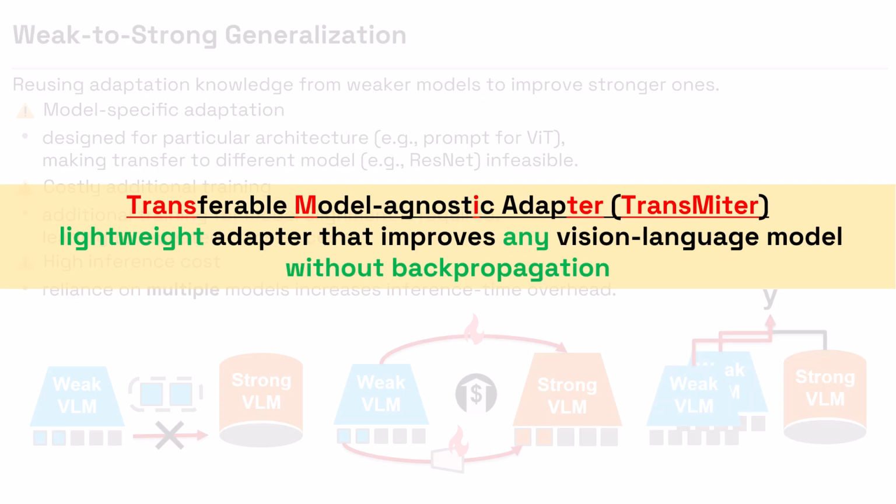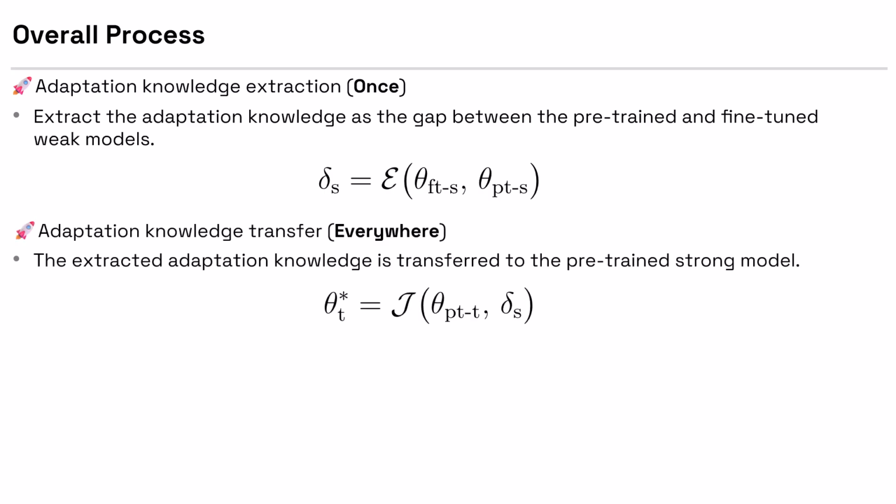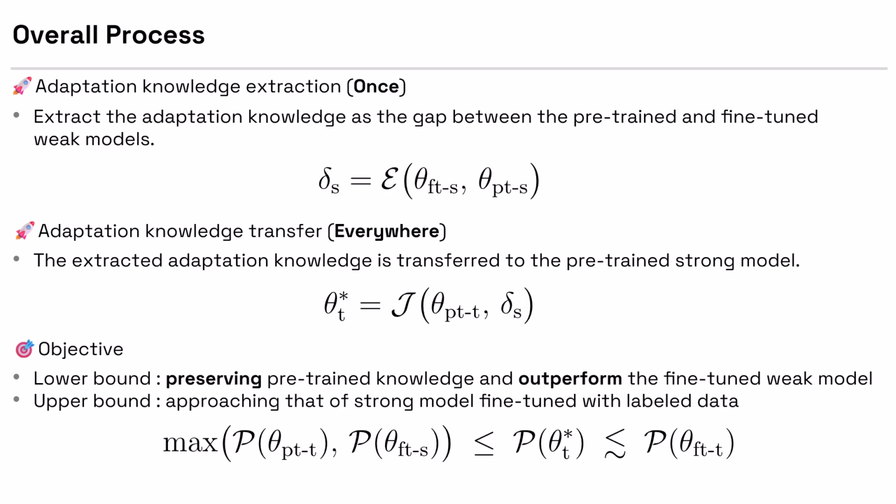To address those limitations, we introduce TransMiter, a lightweight adapter that improves any vision language model without backpropagation. Overall, TransMiter works in two steps. We first extract adaptation knowledge once, as the gap between pre-trained and fine-tuned weak models. This knowledge is then transferred to any pre-trained strong model, enhancing it into a domain expert. In terms of performance, our goal is to preserve the strong model's pre-trained knowledge while clearly outperforming the fine-tuned weak model, and to further approach the performance of a fine-tuned strong model.